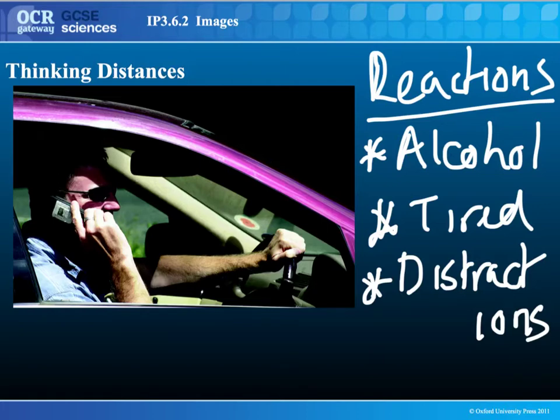This is to avoid distractions, to make sure they're focusing on what they're doing and that their thinking distance doesn't get too high. This is why you see signs on the road that say tiredness can kill, take a break, and this is why it is illegal to use your mobile phone and to drink and drive.